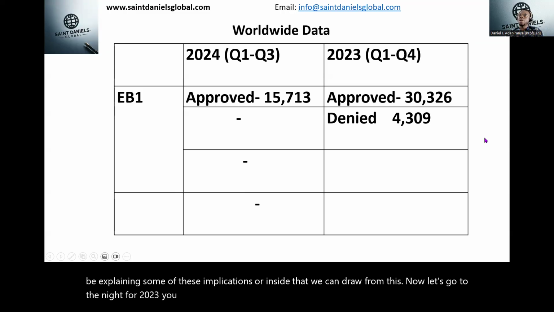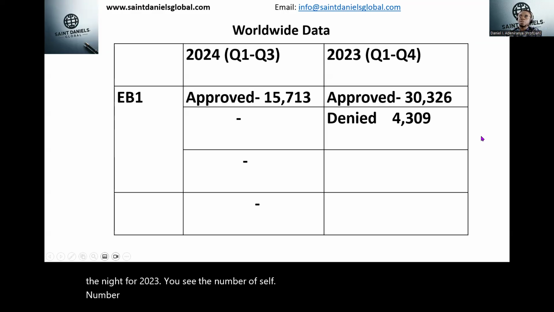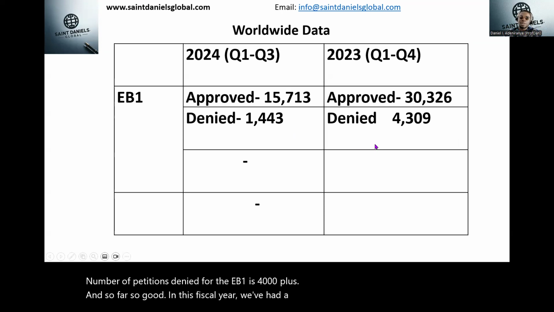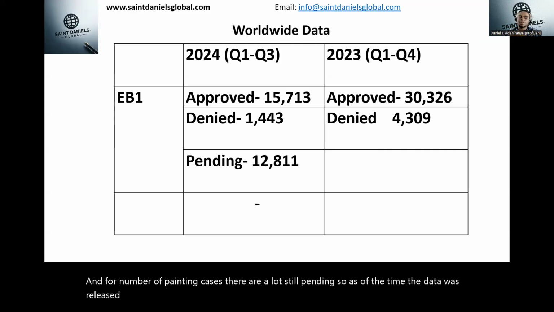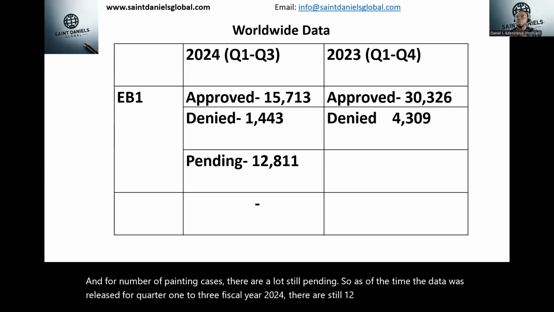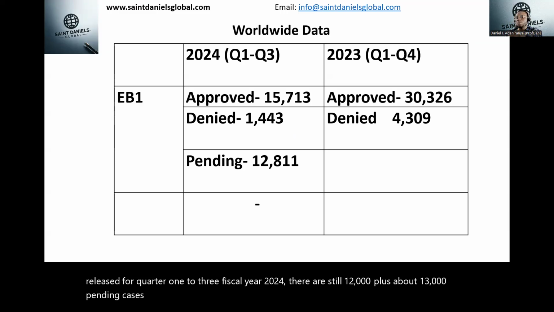You see the number of petitions denied for the EB1 is 4,000 plus. And so far in this fiscal year, we've had 1,000 plus denied. And for the number of pending cases, there are a lot still pending. As of the time the data was released for Q1 to 3 fiscal year 2024, there are still 12,000 plus, about 13,000 pending cases. So that also means something.